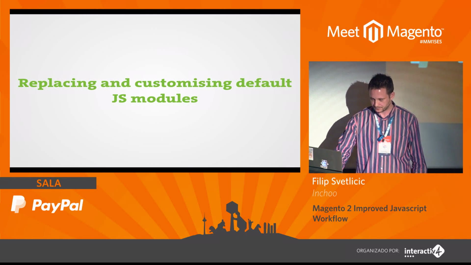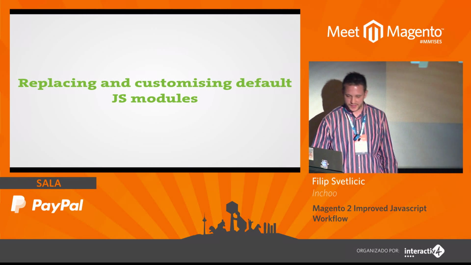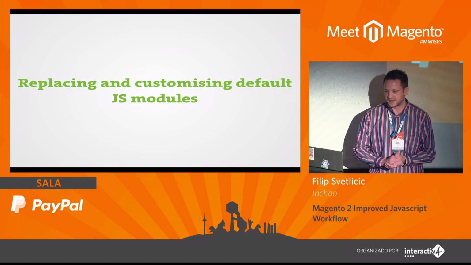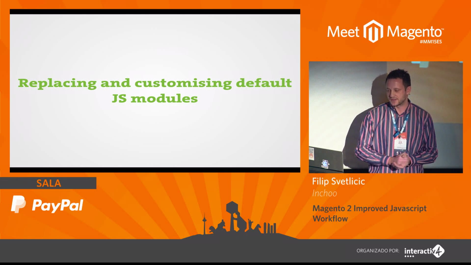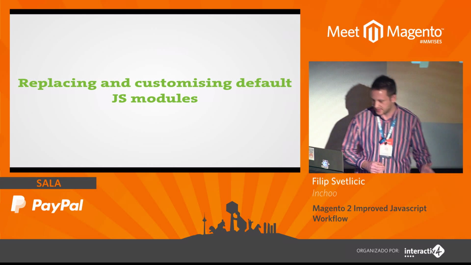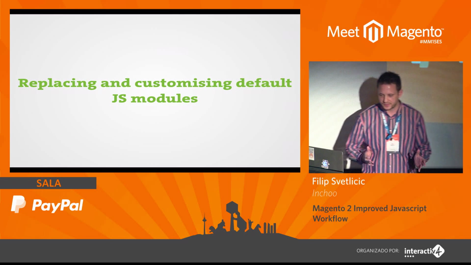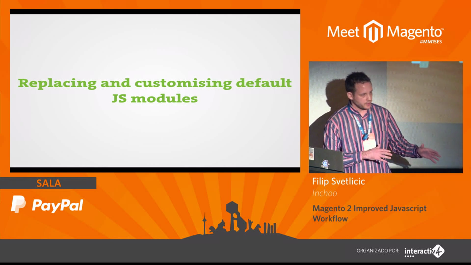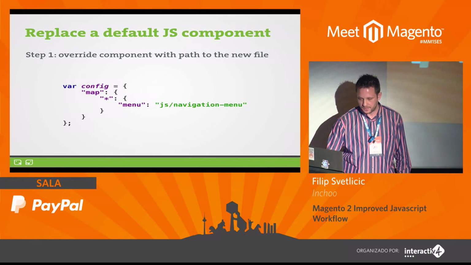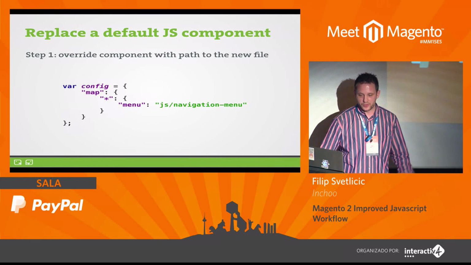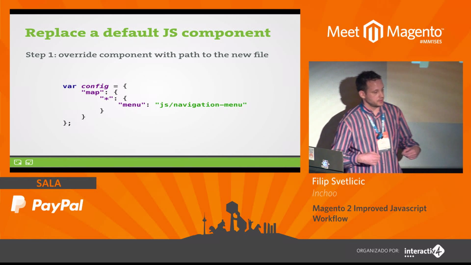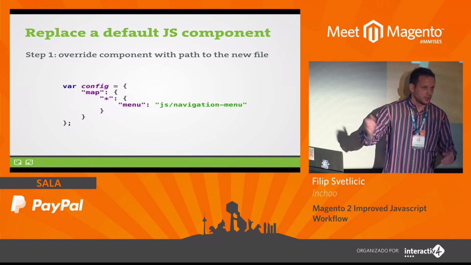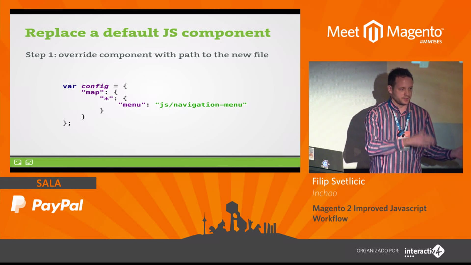Now, to replace and customize default JS modules. If we find ourselves in a situation where we need to replace or customize the default JS components, this is where the mapping really kicks in. This is how they imagined it to work. So, okay, this is an example. We are replacing the Magento default menu, for example, the main menu for mobile and for desktops.